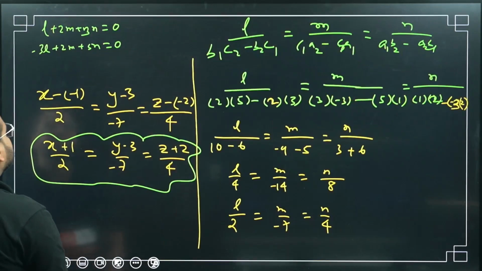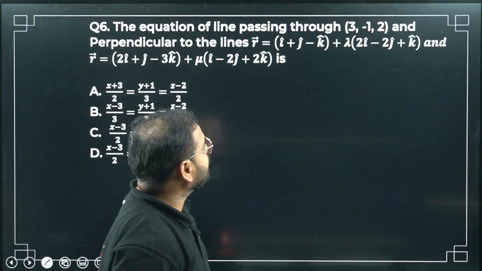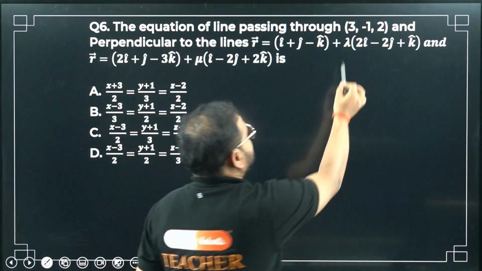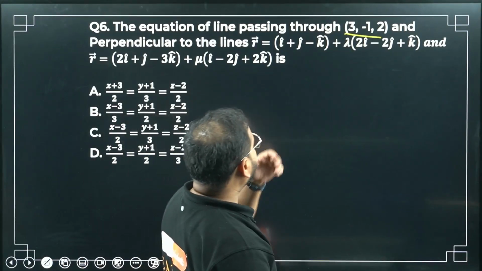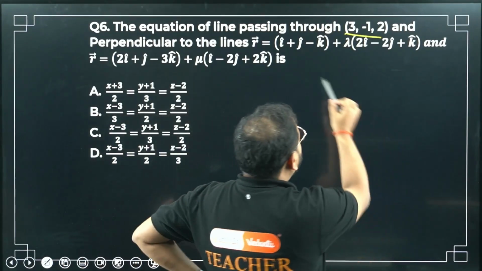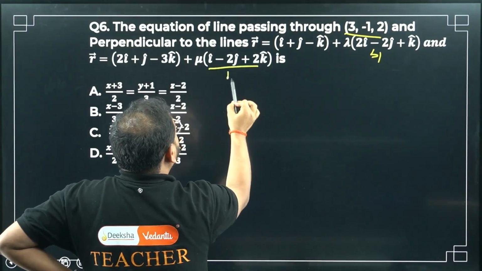Question number 6. The equation of a line passing through this given point, and perpendicular to the lines. Perpendicular to the lines. Can I take this to be in vector form b1 and this to be vector form b2?